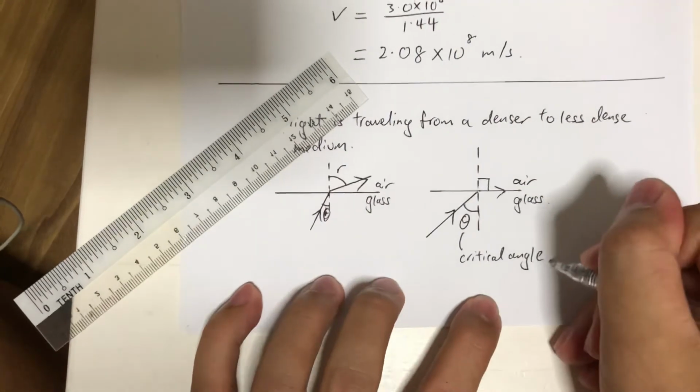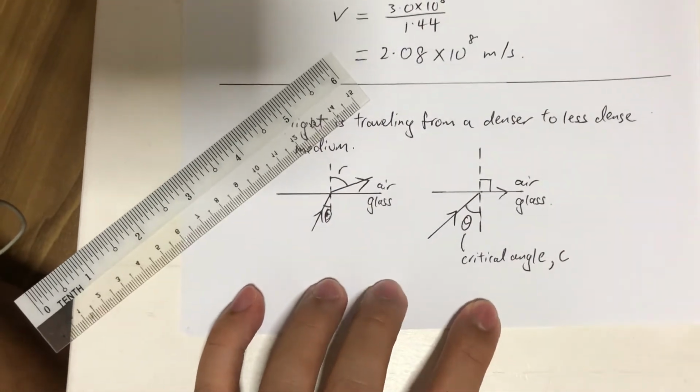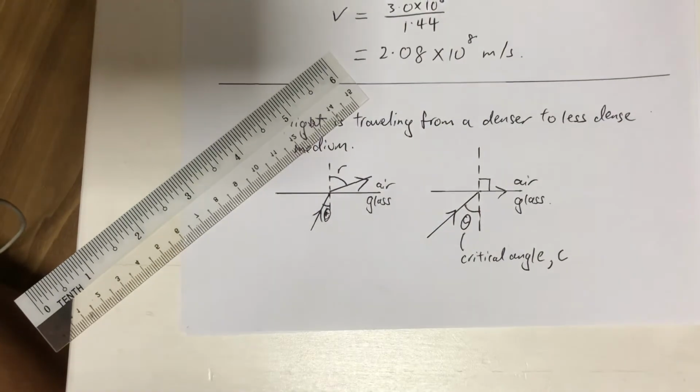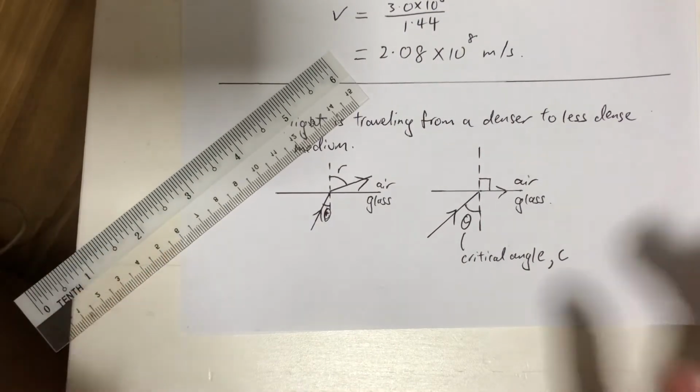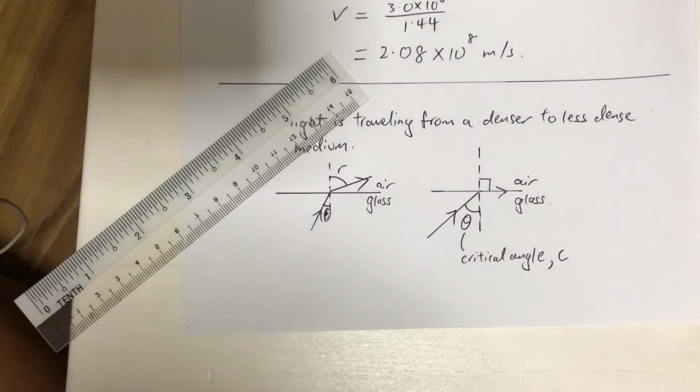Okay, critical angle, we also can denote it by C. So you have to be very careful of the C now. Okay, this alphabet C.